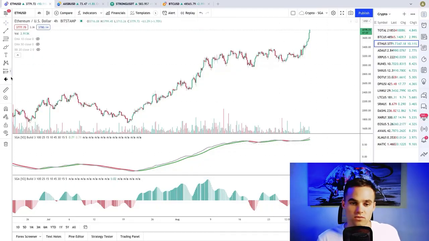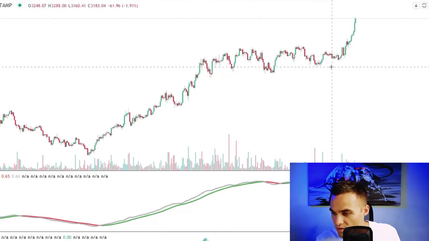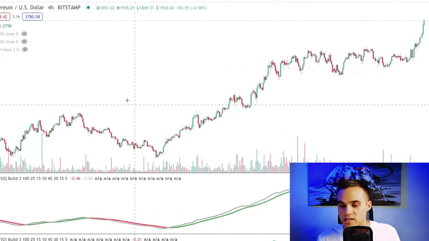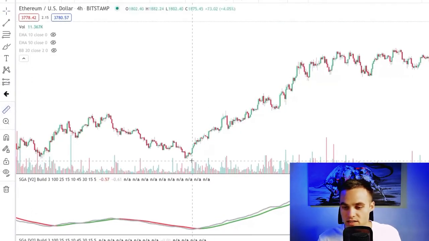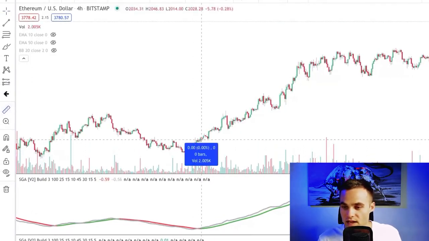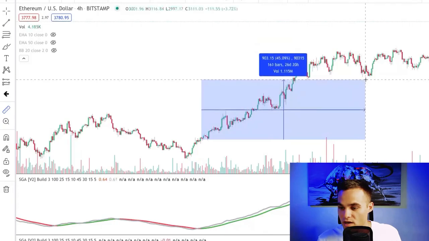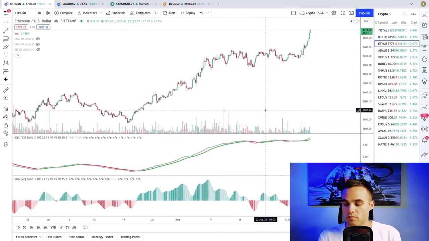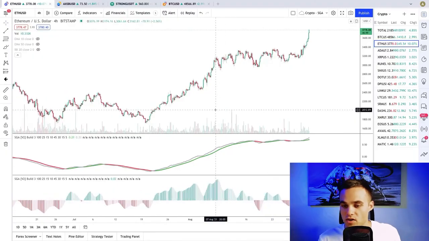And really, as you see on Ethereum, we would have got in right here when it turned green again, and we're catching this move right now as we speak, right? Or if you look back at it here, you can just tell again, boom, you would have had a nice run, get out like right there, okay? 50% move and boom. So that's the idea behind the spiral guide algorithm.